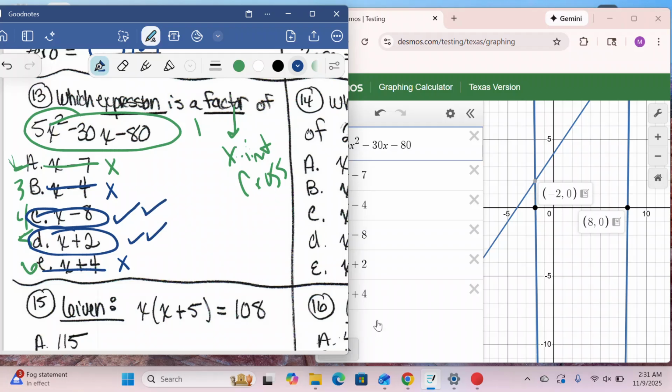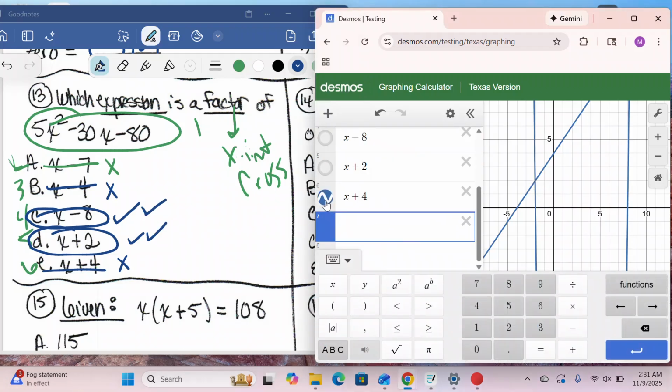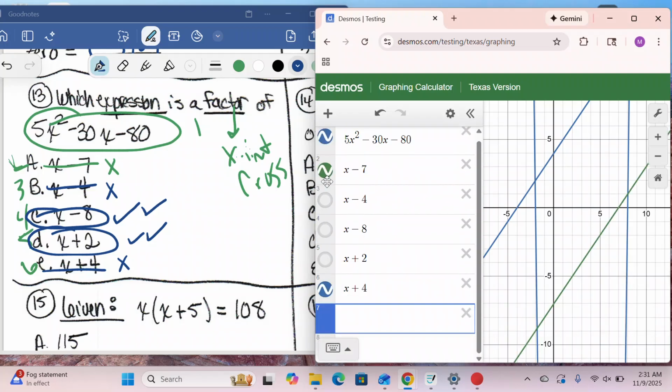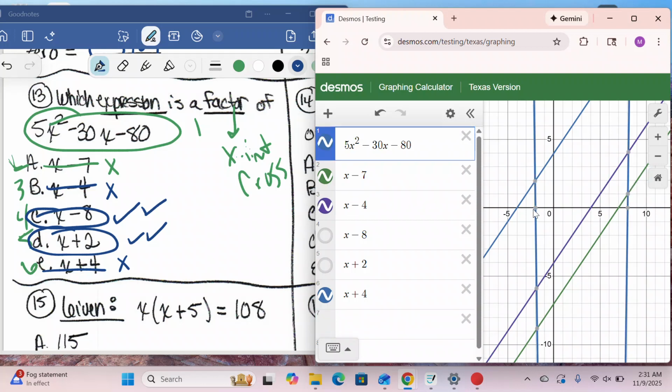And if I want to check them just to be sure, then I can check that this one was not a factor. And then I can check the other one, that x minus 4 is not a factor, and x minus 7 is not a factor. So neither one of them crosses through my x-intercept. So I have negative 2, 0, and 8, 0. So my answer is correct.